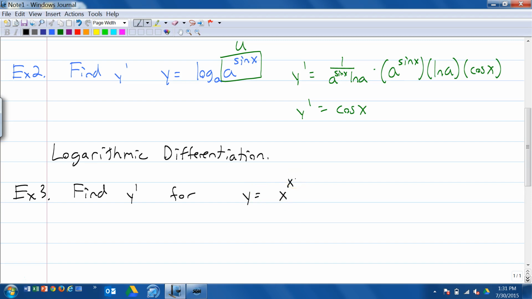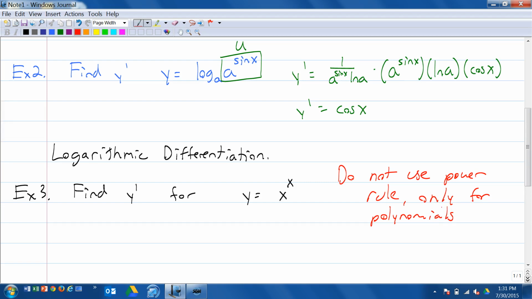Now we do not use power rule. It's only for polynomials. And a variable to a variable is not a polynomial. So you cannot multiply the x down and then do x to the x minus 1. That doesn't work. However, we do need to bring the x down. By the way, the restriction here is that x is greater than 0, so it works.